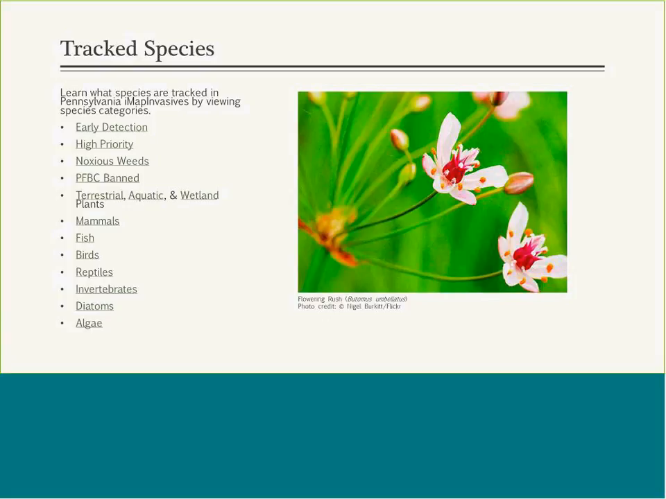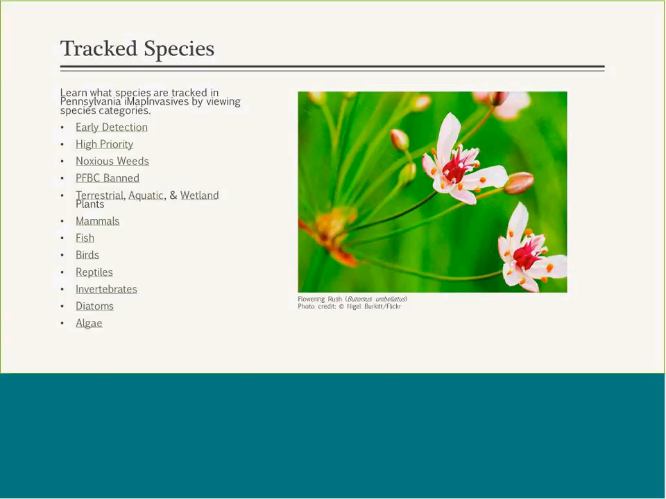We also have a list of Fish and Boat Commission's banned species, and they're all going to be aquatic related, various fish and the mussels in there. I'm not remembering everything, but those are all banned by the Pennsylvania Fish and Boat Commission. There's also categories for terrestrial, aquatic, and wetland plants. We also have mammals, fish, reptiles, invertebrates, diatoms, and algae. So we track a variety of species.